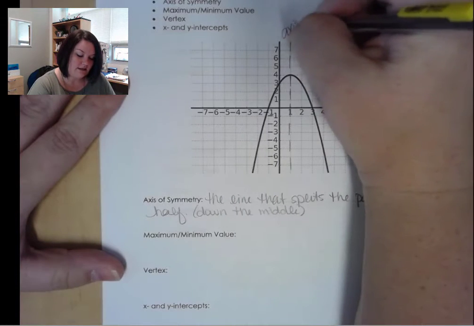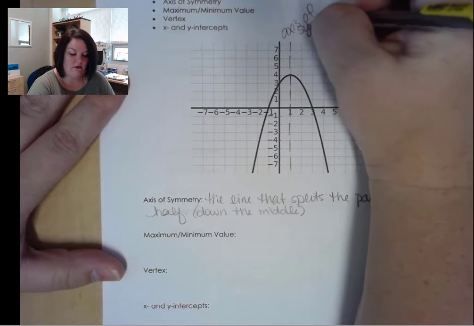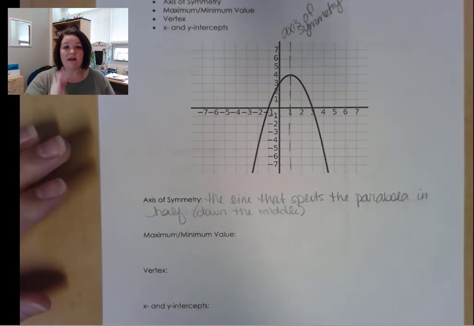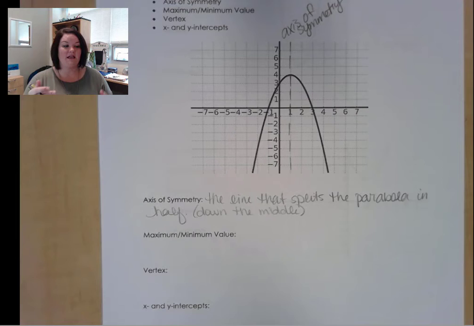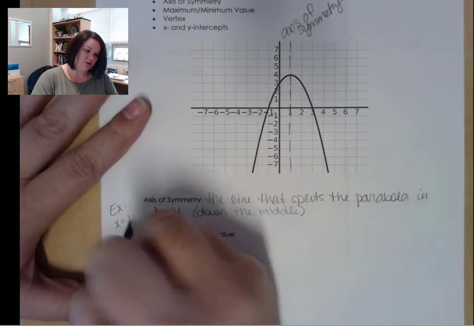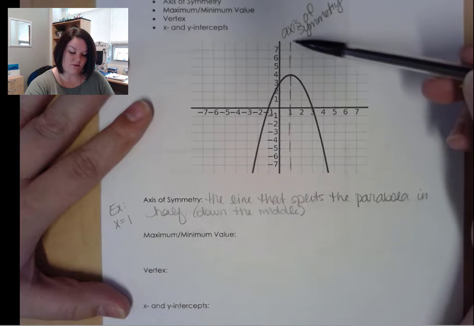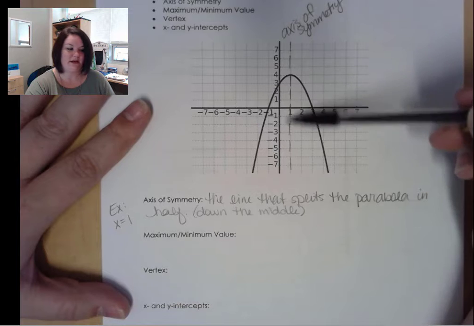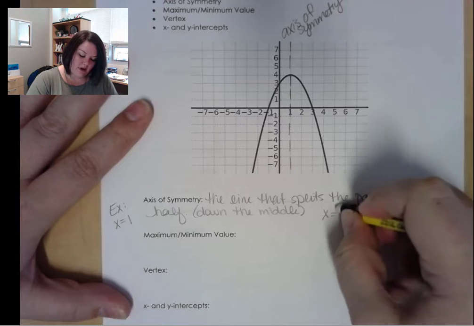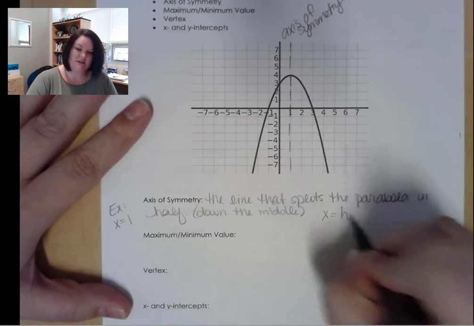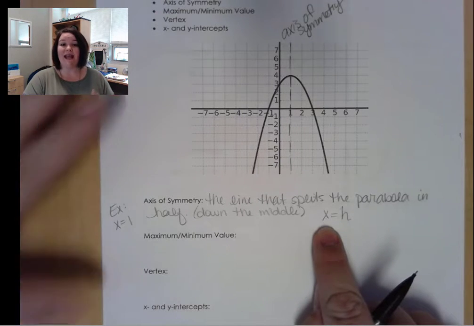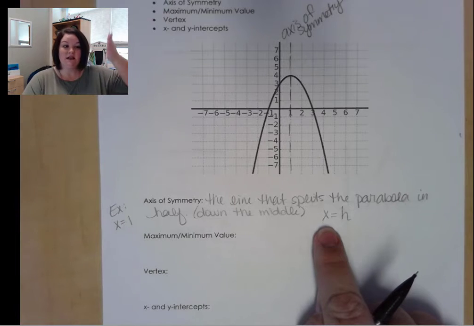This is our axis of symmetry. Because it's a vertical line, remember the way that we write vertical lines is x equals some number. For our example here, it would be x equals 1, because this is the line x equals 1 that splits us right down the middle. So this is always going to look like x equals some number, and I'm going to call it h. You'll see why I call it h in a minute. But it's always going to be a vertical line, x equals whatever number is right down the middle of the parabola.